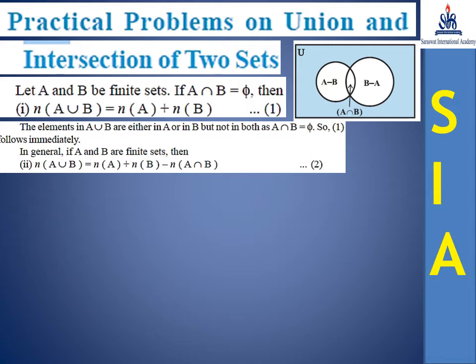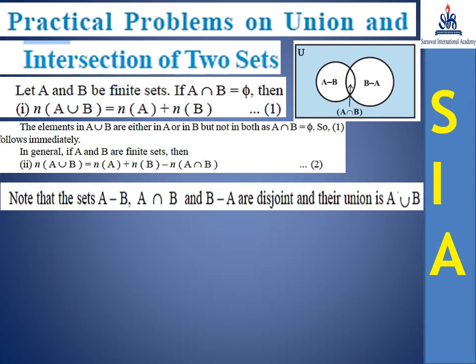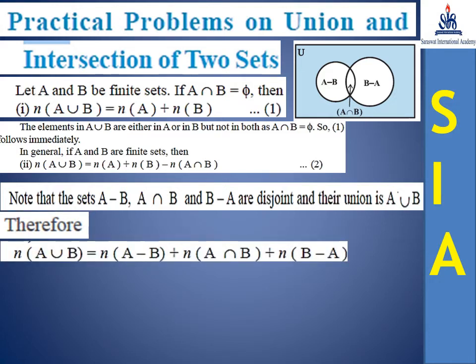Each element of A union B is either in A or in B. So generally your second formula is n of A union B equals n of A plus n of B minus n of A intersection B, because those elements belong to both sides. Note that A minus B, A intersection B and B minus A are all disjoint sets. That's why we can show A union B in this form: n of A union B equals n of A minus B plus n of A intersection B plus n of B minus A.